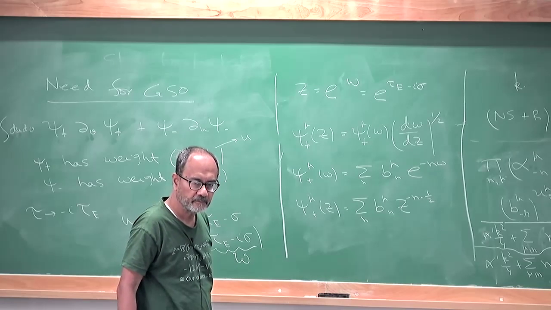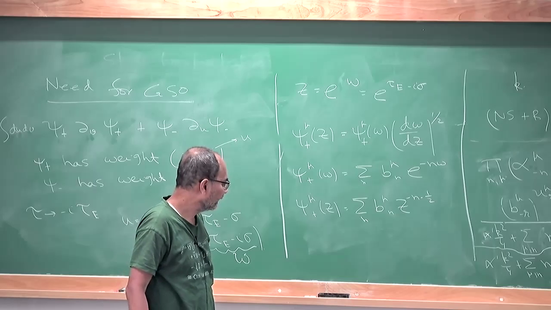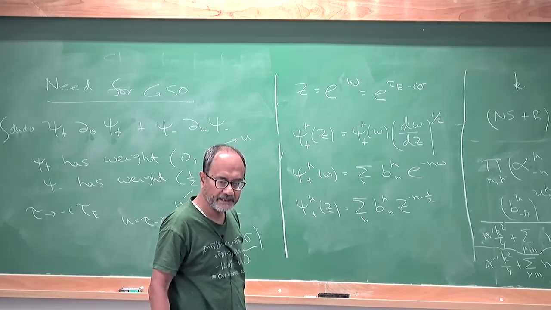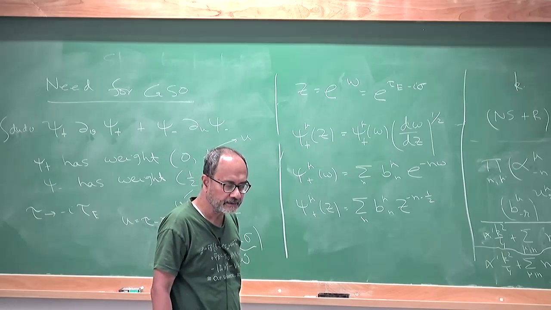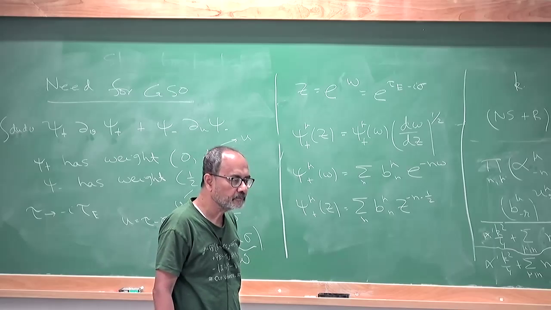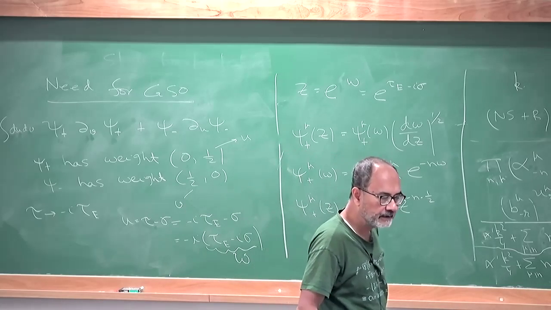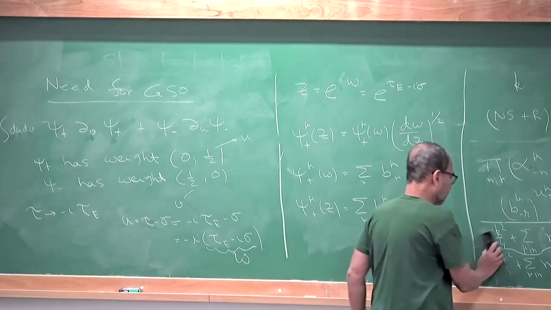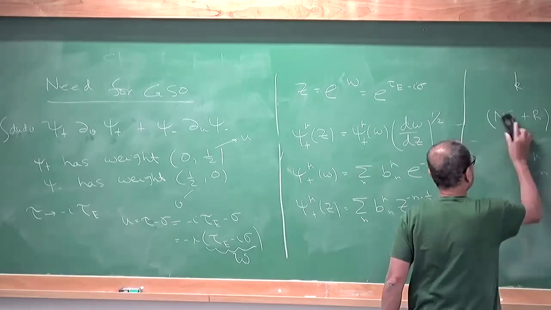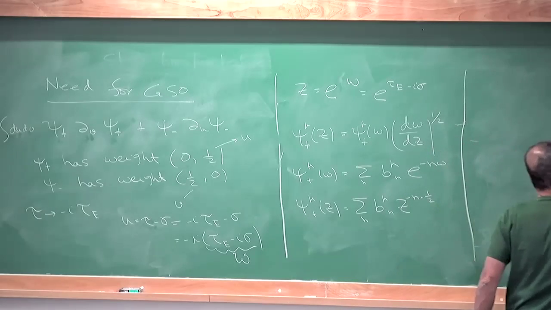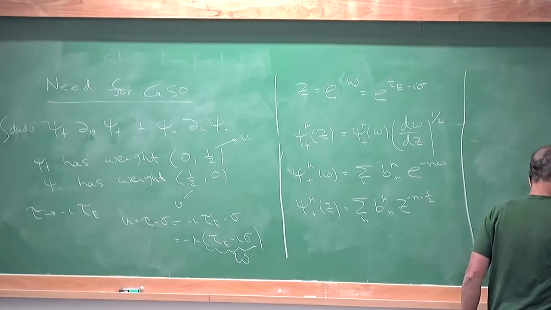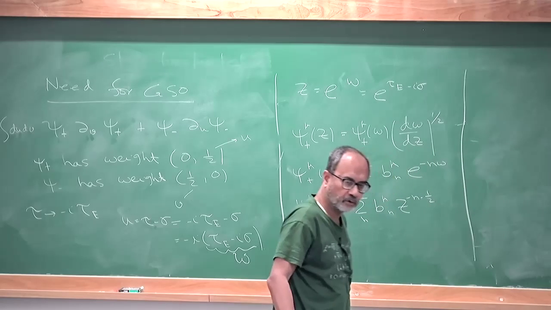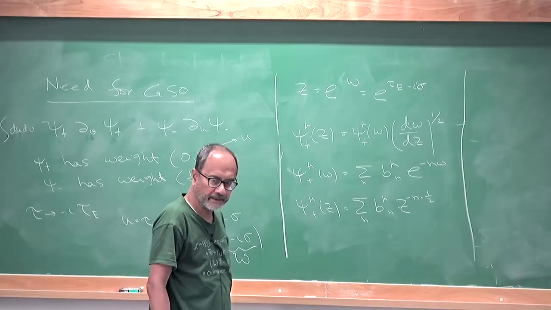Now I'm not saying anything about what n runs over. That distinguishes between Ramond and Neveu-Schwarz: whether it belongs in Z or Z plus half. Now let's do the NS and R separately. The same statement holds for psi minus with the z bar, which I'm not going to do.